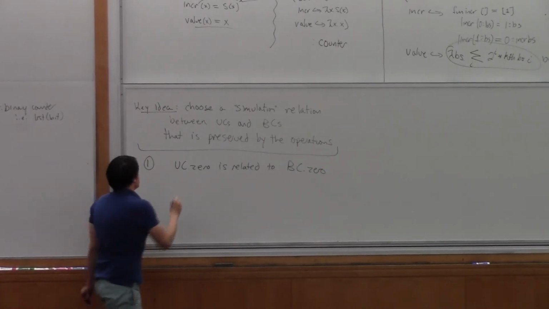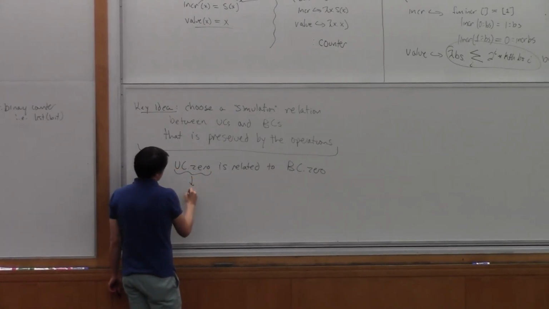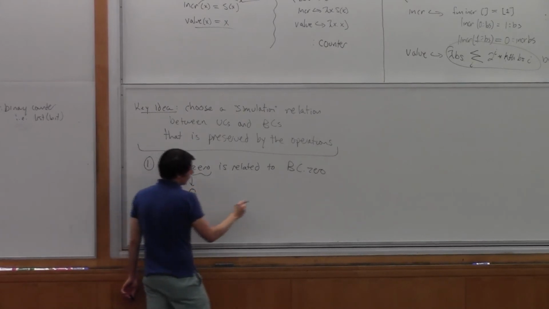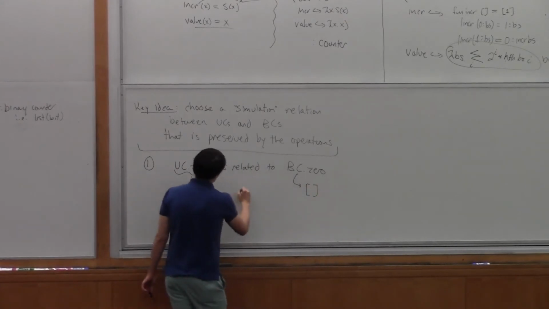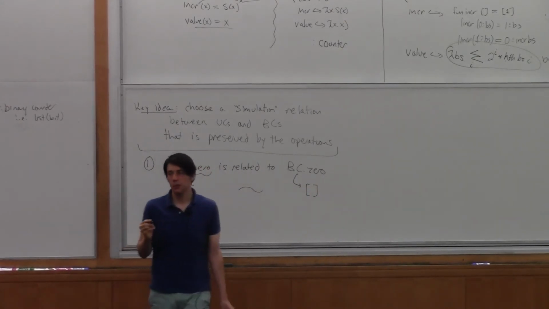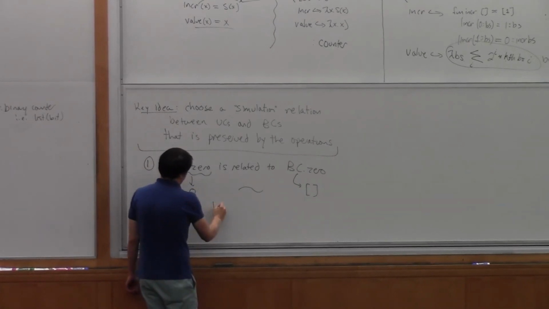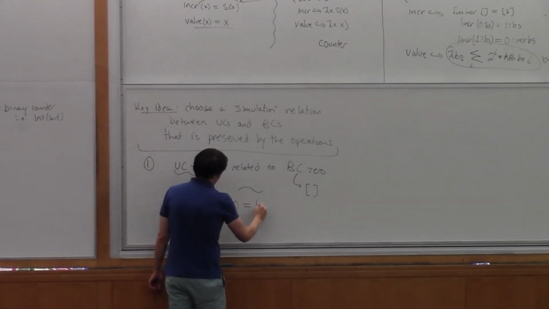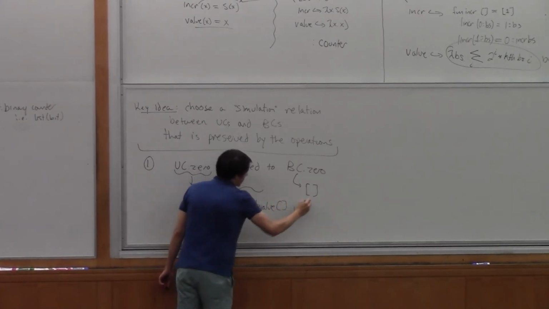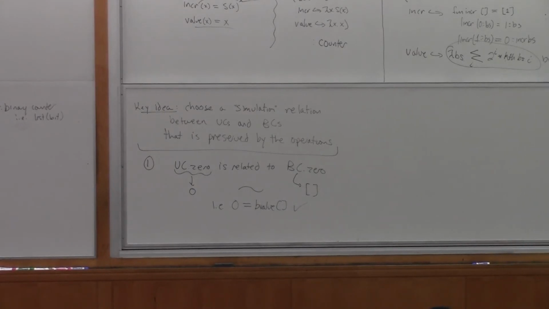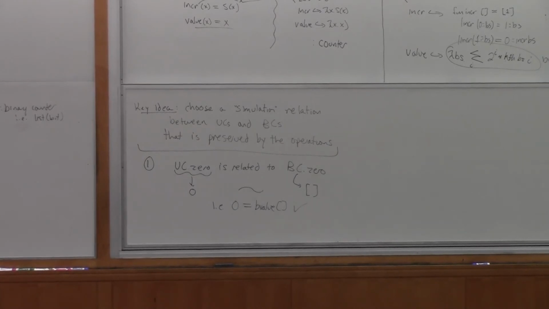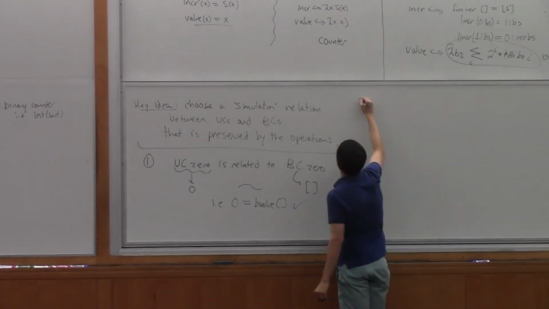So what is unary counter 0? It's the 0 natural number. What is binary counter 0? It's the empty list. Why are these related? Well, what would it mean for these to be related? It would mean that 0 is the value of the empty list, which is true because we define the value to be the sum of all of the powers of 2 weighted by all of the 1s in the number. There's no 1s in the empty list. Therefore, the empty list represents 0. Okay?